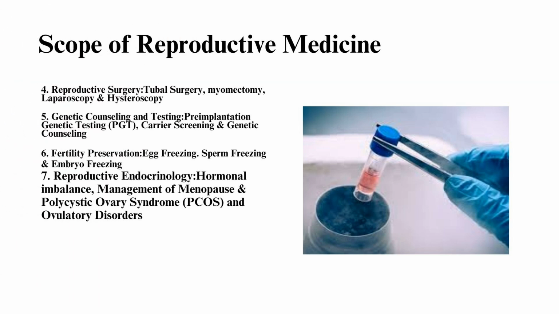Reproductive surgery. Tubal surgery, surgical treatments for blocked fallopian tubes, which can prevent conception. Myomectomy, surgical removal of uterine fibroids that can interfere with conception or pregnancy. Hysteroscopy and laparoscopy, minimally invasive procedures used to diagnose and treat issues like fibroids, endometriosis, and uterine abnormalities. Vasectomy and reversal, surgical procedures related to male sterilization and its reversal.